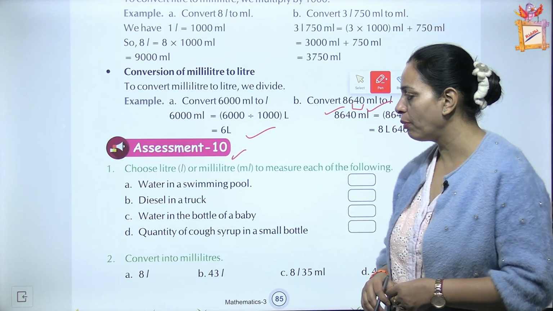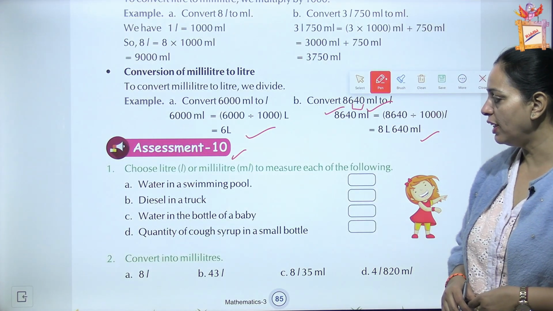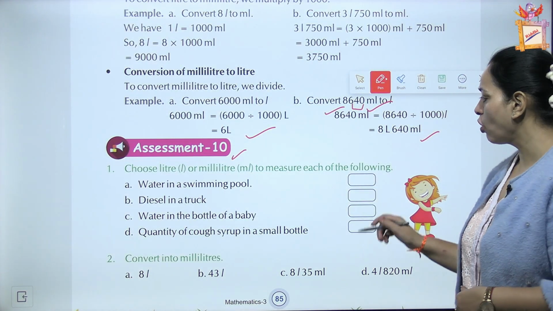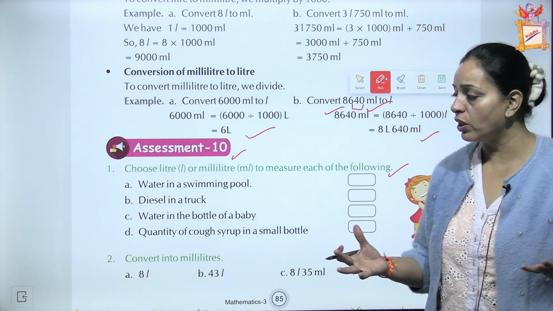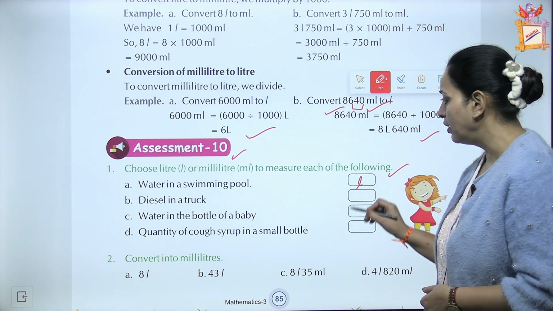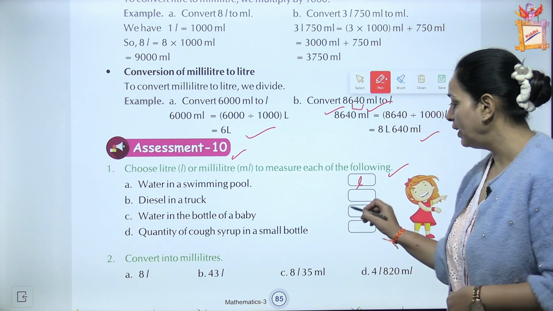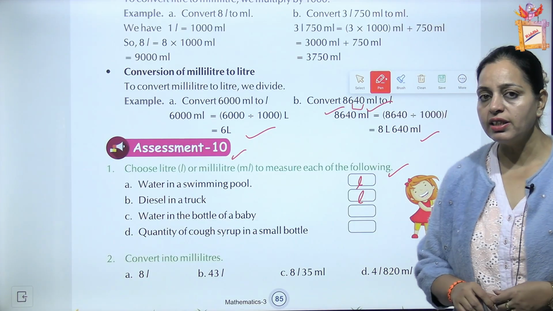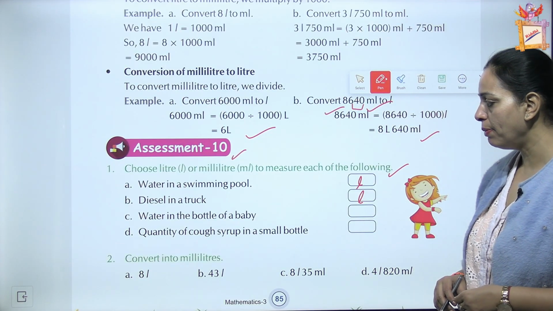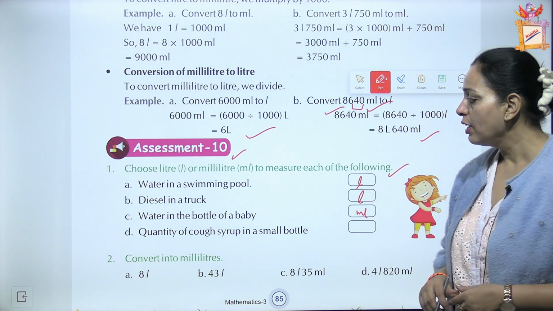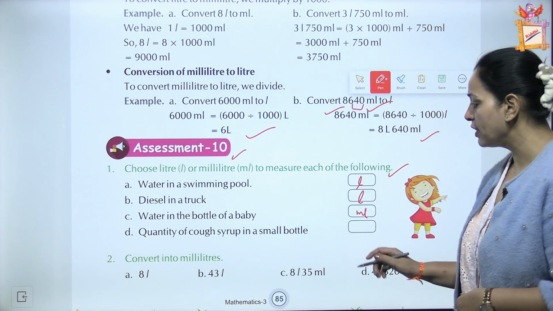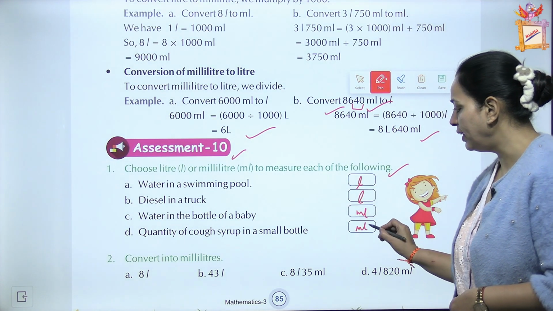Assessment 10, question number 1, choose liter or milliliter to measure each of the following. Like water in a swimming pool, ज़्यादा quantity है तो liter. Diesel in a truck, liter. Water in the bottle of a baby, so this can be milliliter. Quantity of cough syrup in a small bottle, milliliter.